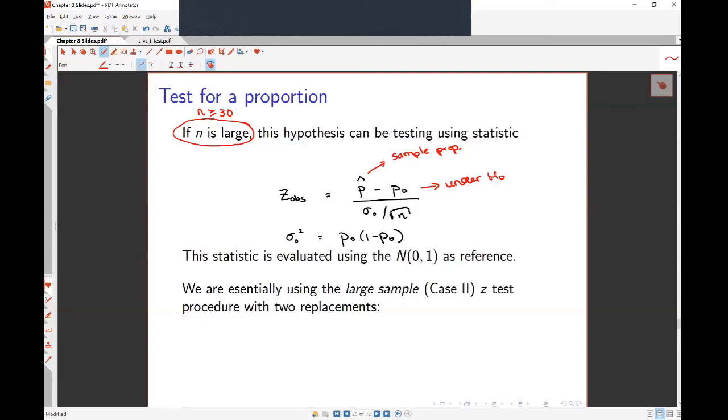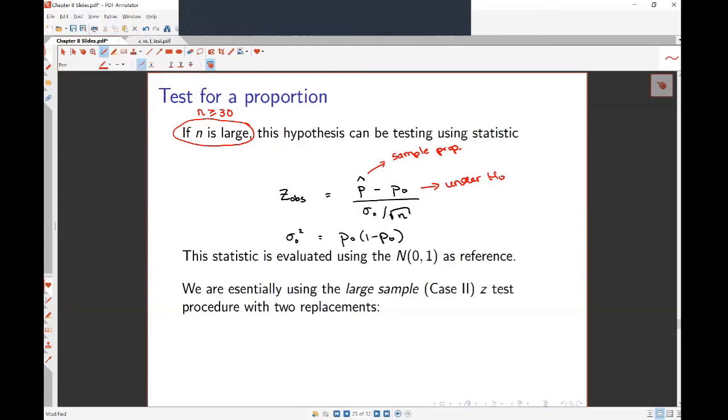Now, if the sample size is large enough, then this test statistic can be evaluated using a standard normal distribution as a reference. So we are essentially in case 2 of the z-test, where we don't have normality, but our sample size is large enough.